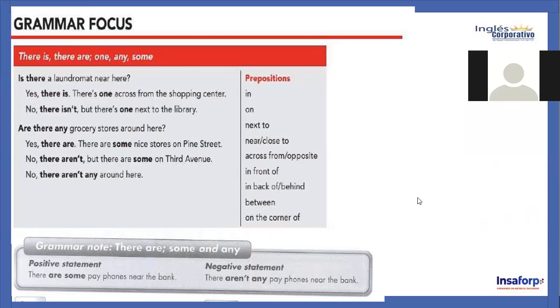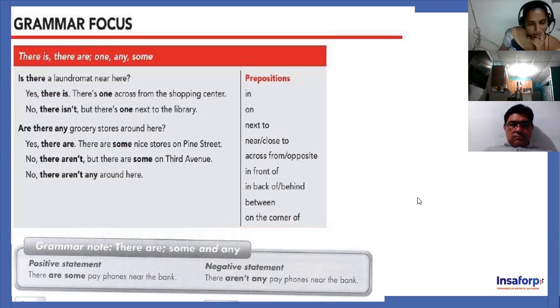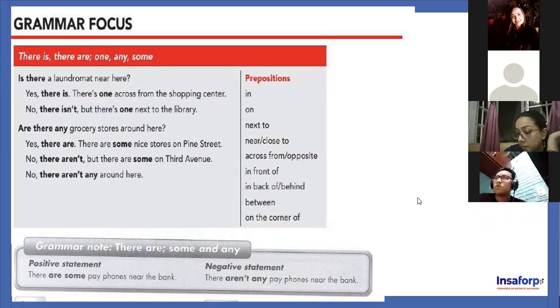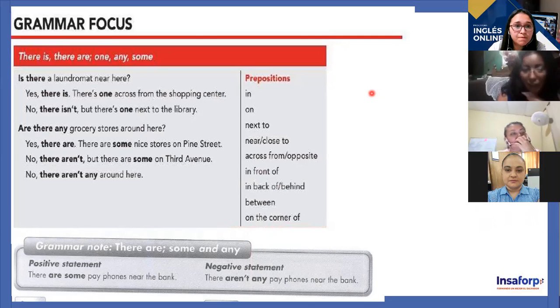Me, only that cuando usamos there are any es en ningún. There aren't any. No hay nada. No hay nada alrededor de acá. Okay. O there isn't, no hay nada, right? Dependiendo de lo que estamos hablando.